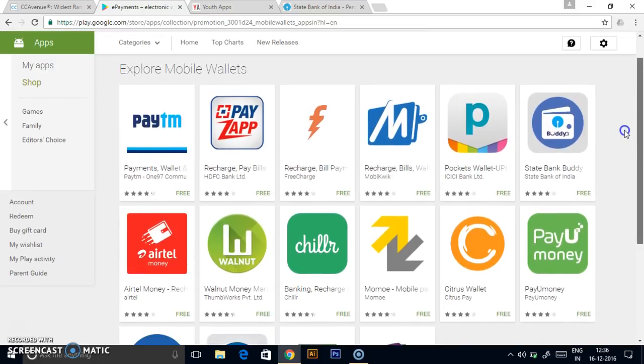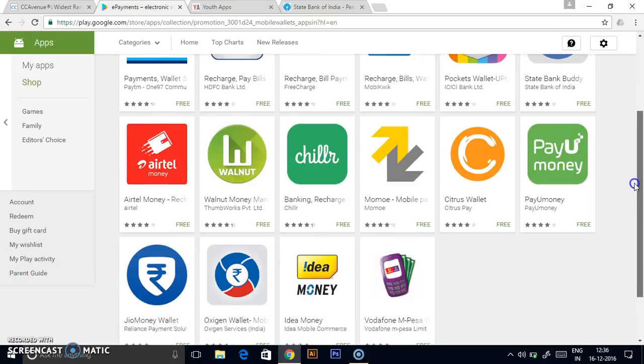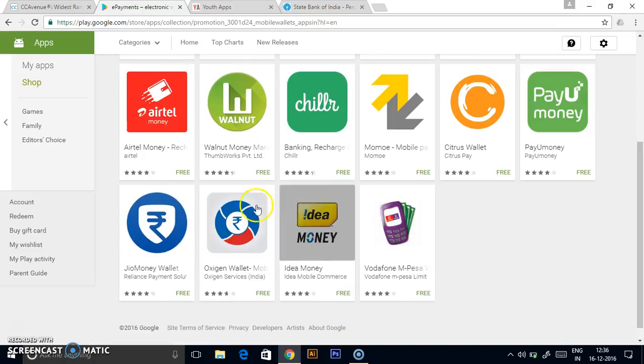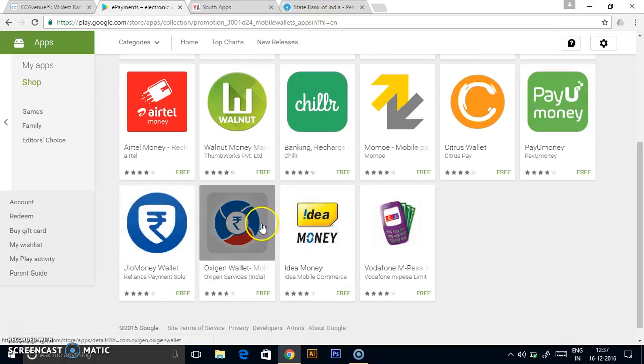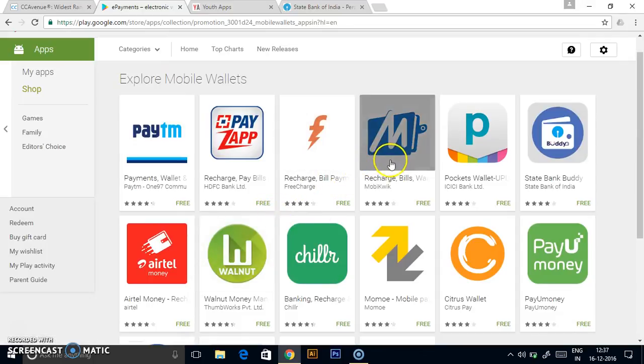So I'm in the Google Play Store. You will see that these are the wallets that are currently there. Of course, the most famous ones in the market are Paytm, Freecharge, State Bank Buddy, Pockets, PayUmoney, Jio Wallet, Oxygen. Some of the most famous ones. I am not able to find MobiKwik. So these are the famous ones that are there in the market.